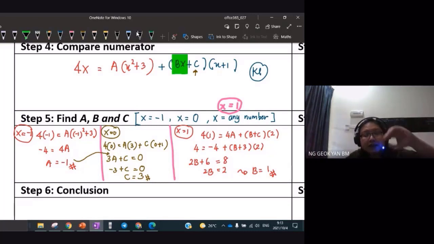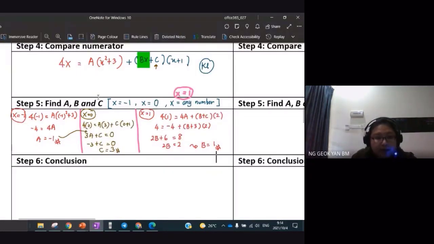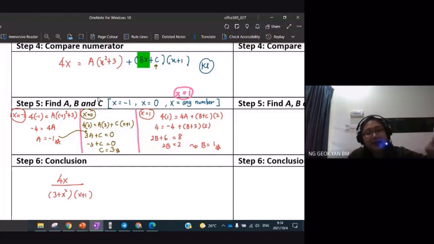So that's why kategori 3 ini dia akan rumit sikit. Okay, calculation time akan panjang sikit compare dengan previous 2 cases. Okay, then you have to rewrite again. So it will be therefore 4x. Kita akan tulis balik soalan dia. Ikut soalan dia 3 plus x square and this is a x plus 1. Okay, semasa conclusion, sebelah kiri mesti soalan asal. Sebelah kanan ialah hasil pencarian kita dari step 3.